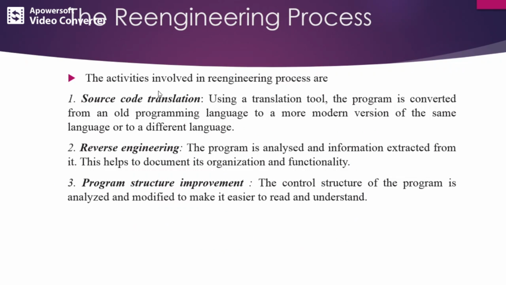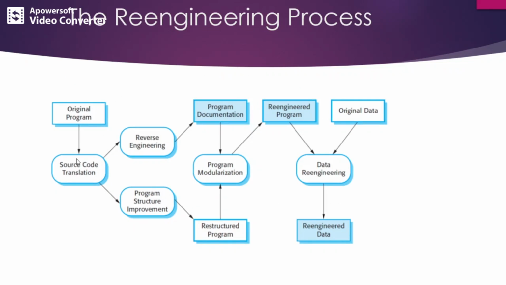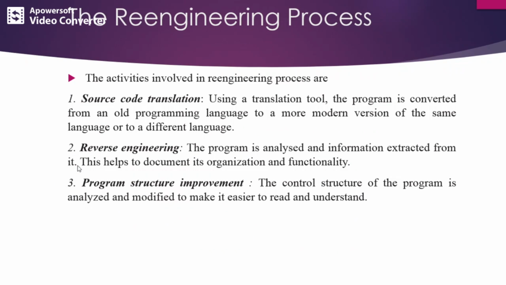So we'll discuss each one. The activities involved in the re-engineering process are: first one is source code translation. We have some translation tool where the program is converted from an old programming language to a more modern version of the same language or to a different language. So the original program, which is written in some programming language, is converted to a more modern version of the same language, or you can convert it to a different language.